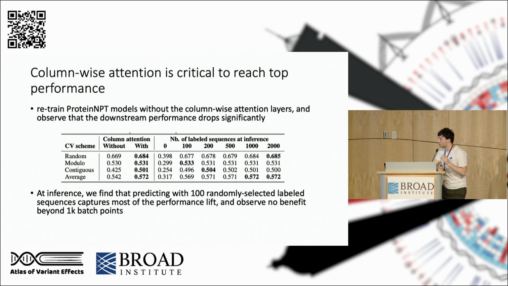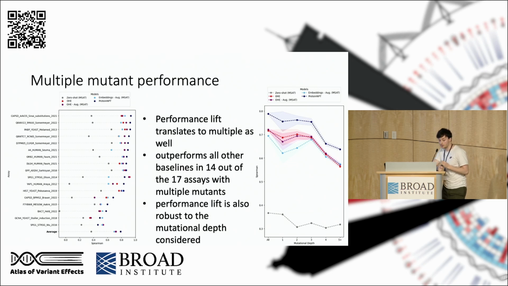We also do some ablations looking specifically at this column-wise attention, so attention across data points that is specific to the non-parametric approach, and we see that it's also very useful and essential for performance gains. And we look at varying the number of sequences that we add at inference time, and essentially observe that you get a boost up to 1,000 sequences. Then we also benchmark on the ProteinGym assays that have multiple mutants, and we perform quite well on those. And the performance lift we observe is also robust to mutational depth.